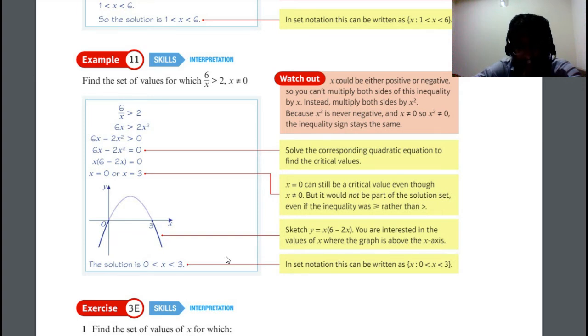I don't know. 6 by x is greater than 2. Multiply by x squared on both sides and get that. Yes, I get it. I understood all that, but why is it this? How would you think of this, and not the asymptote?